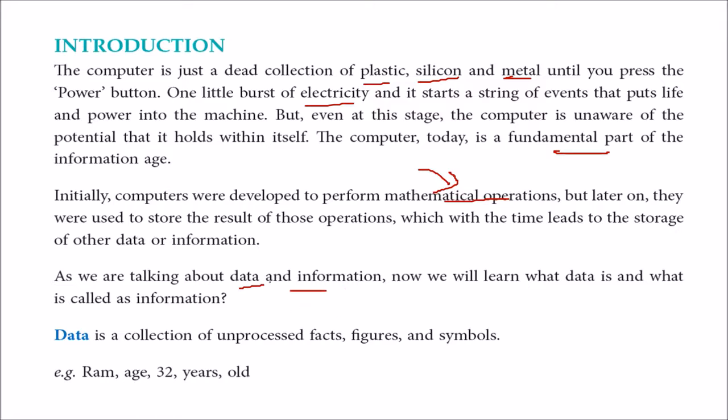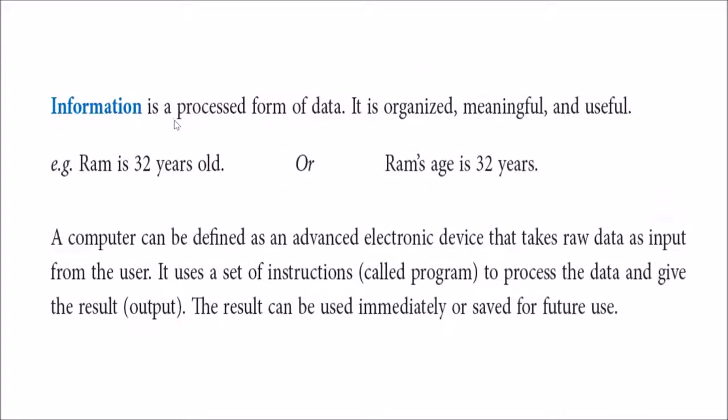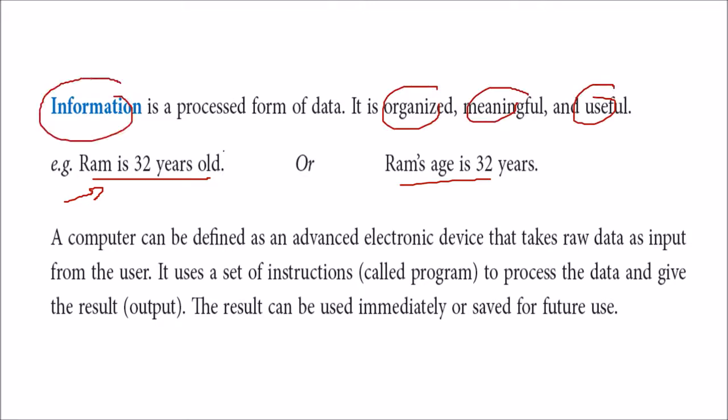So what exactly is data and information, or what is the difference between data and information? Say you collected certain data: name, age, 32, some number, years old. Now this is random data. It consists of facts, figures and symbols. Let me combine it for you. Ram is 32 years old, or Ram's age is 32 years. So we have taken this data and combined it. Now this sentence is information, because it is meaningful. So organized, meaningful and useful data is nothing but information.